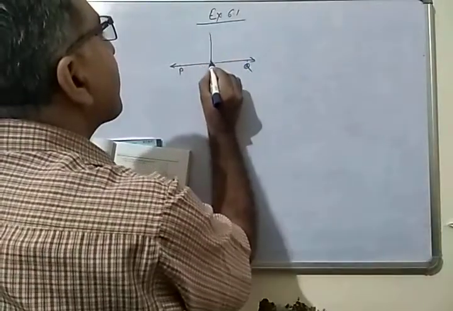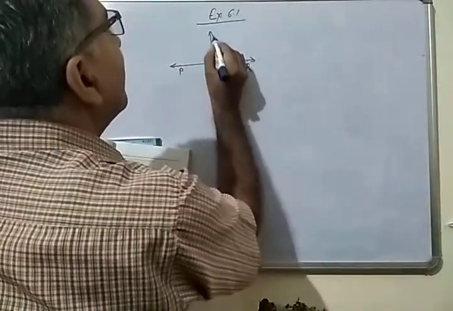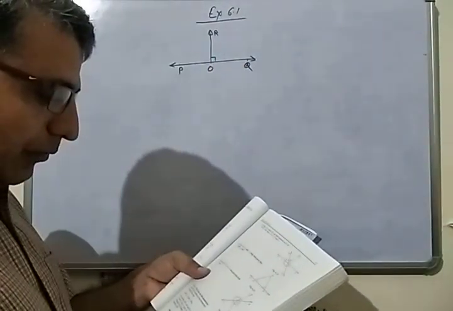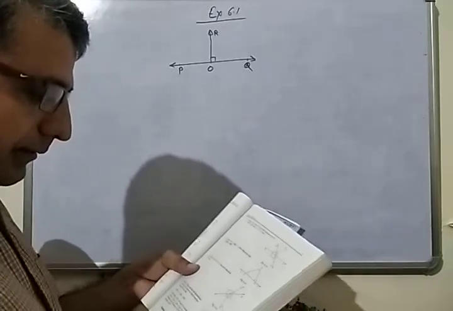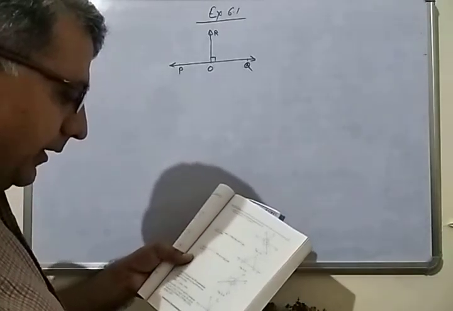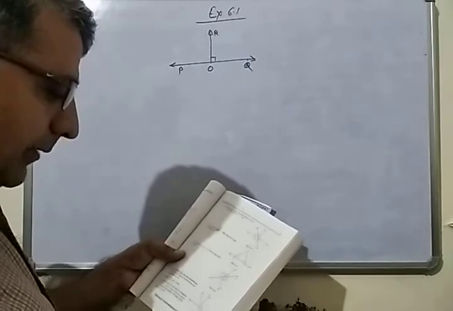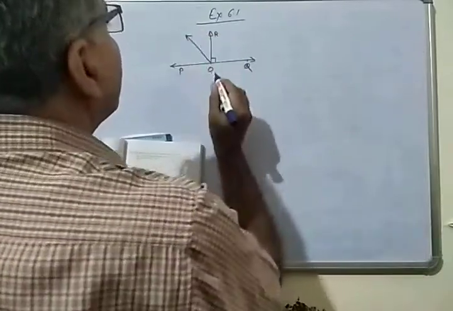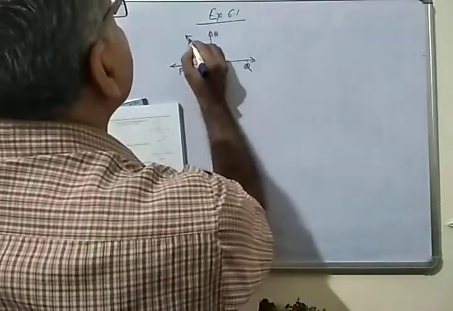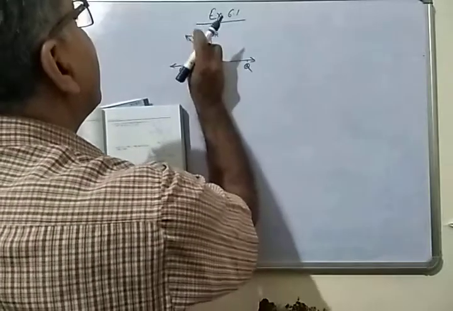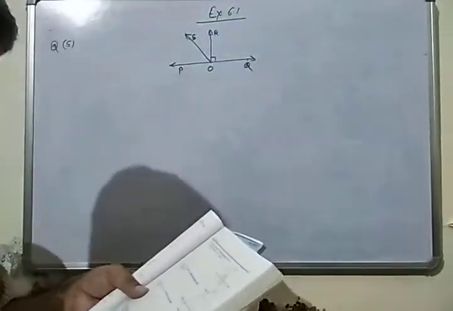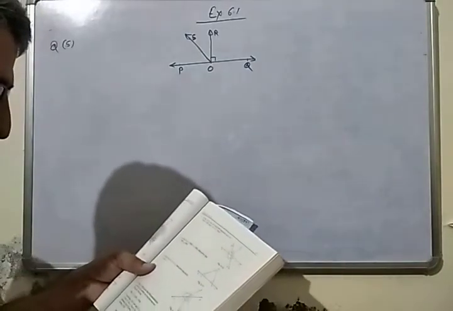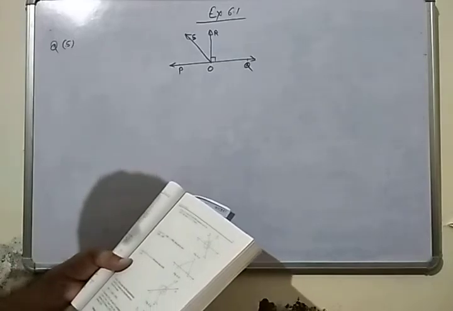Another ray OS is lying between the rays OP and OR. Prove that angle ROS equals half of angle QOS minus angle POS.